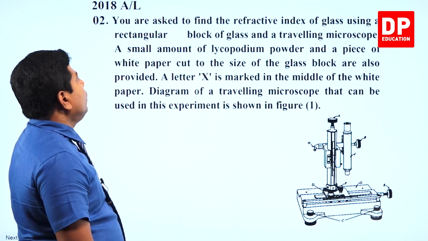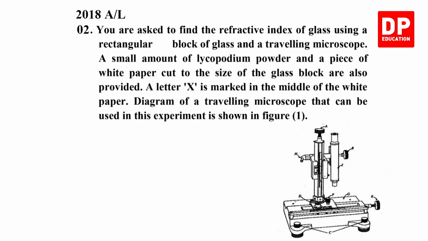Let's see. You are asked to find the refractive index of glass using a rectangular block of glass and a traveling microscope. A small amount of lycopodium powder and a piece of white paper cut to the size of the glass block are also provided. A letter X is marked in the middle of the white paper. A diagram of a traveling microscope that can be used in this experiment is shown in the figure. So this is the traveling microscope that we used in our experiment. You all saw how we used that for our experiment. Right. Now we'll see what are the questions they have.